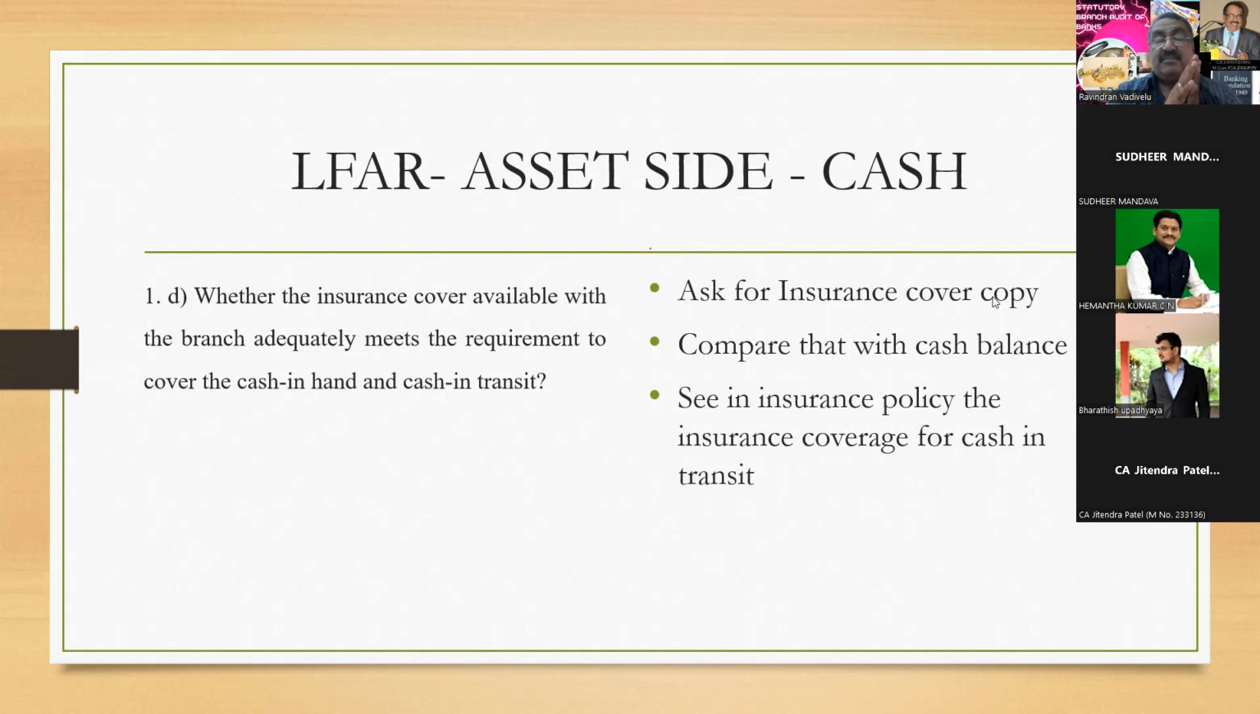Whatever I say as an audit point, please take note of it in your notebook, and whenever you go for audit, you have to ask the manager. If the insurance copy is not available, then the manager has to give you a letter saying that the insurance is being taken care of at the head office level, hence the policy is not produced for verification. If the policy is not produced for verification, then you have to give a specific comment saying that the branch has not produced the insurance cover to verify the policy.